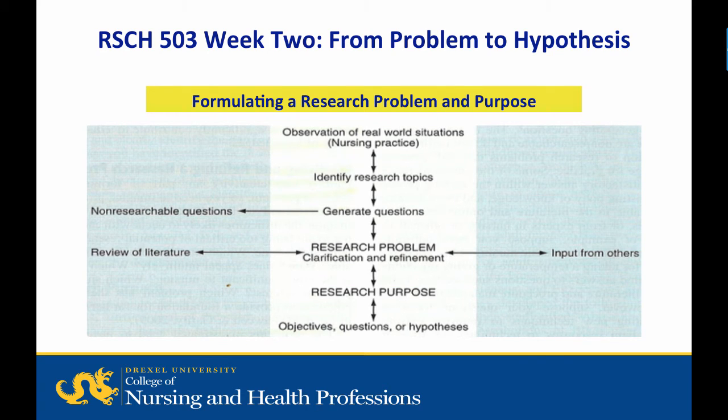Research topics are commonly identified from practice. These topics generate research questions, some of which may be discarded as ultimately non-researchable. Eventually, one research problem rises to the top, becoming refined and clarified, generally after a thorough literature review of the topic and often after exploration with colleagues and mentors. Once the research problem is determined, the research purpose is determined, and from it, research questions, objectives, and hypotheses are formulated.